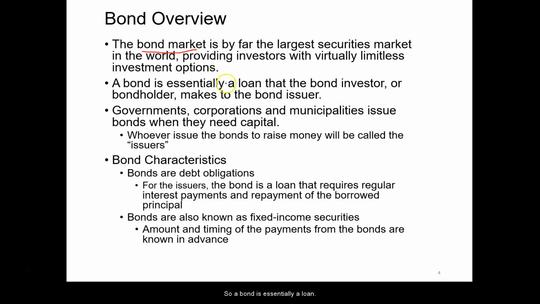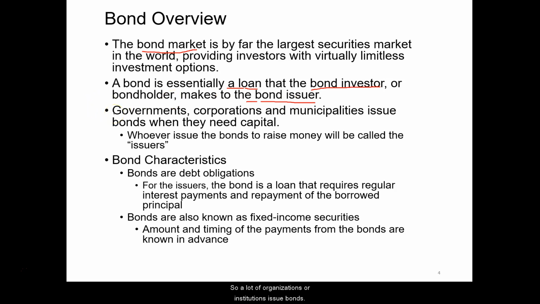So a bond is essentially a loan. When an institution or organization issues a bond, they are trying to borrow money or getting a loan. And if you are buying some bonds, so you're one of the bond investors, then you are lending money to whoever issued the bond, I would say the bond issuers. So between the bond investors and the bond issuers, the relationship is a credit or debt relationship.